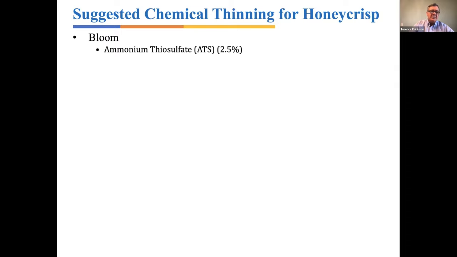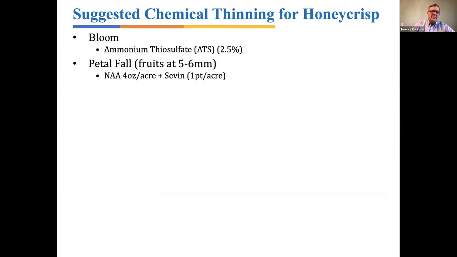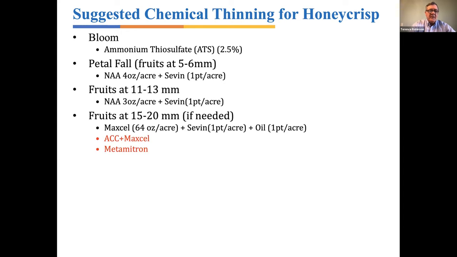So for example, on Honeycrisp, I would suggest the following. Start with some ATS sprays at bloom with 2.5%. Then follow that with an NAA and Sevin at petal fall, based upon the carbon balance model, sometime between 100 and 130 degree days. Follow that with another spray of NAA and Sevin, at a slightly lower rate, when fruits are 10, 11, 12, 13 millimeters. And if needed, then this Maxcel, Sevin and oil for now, or this ACC plus Maxcel or Metamitron, which I think will be better than the standard Maxcel, Sevin and oil.